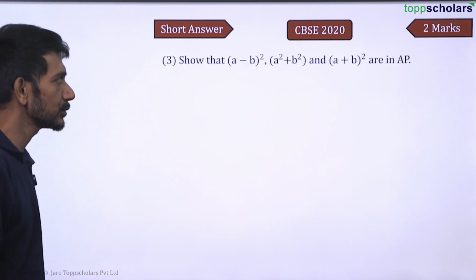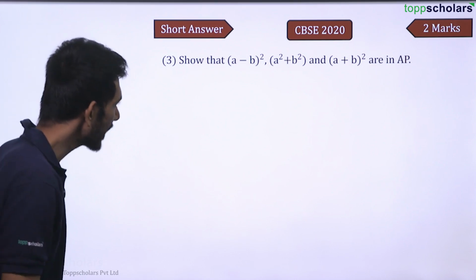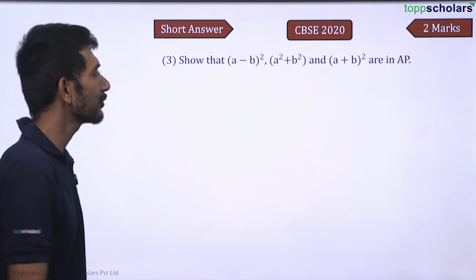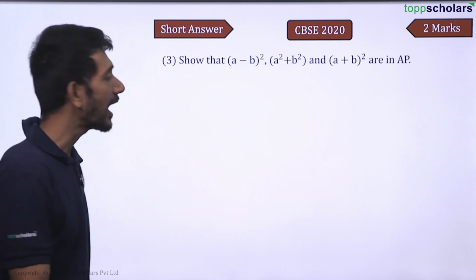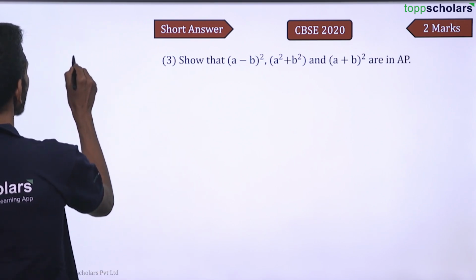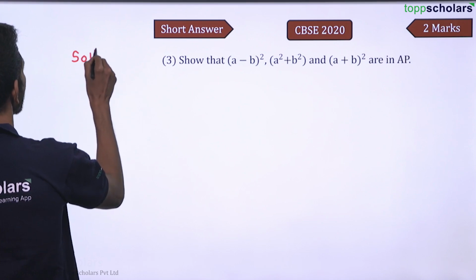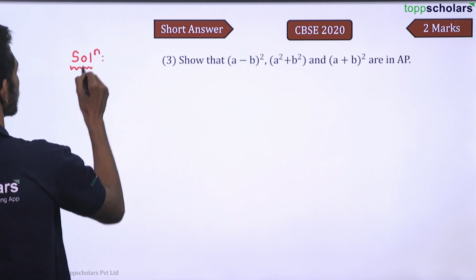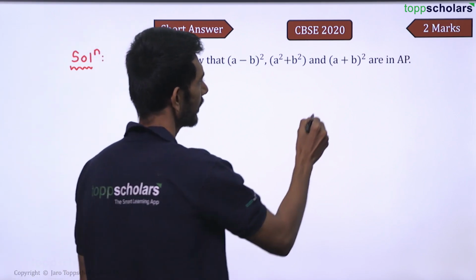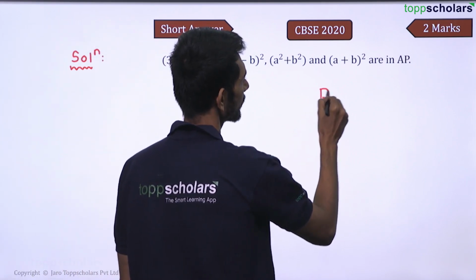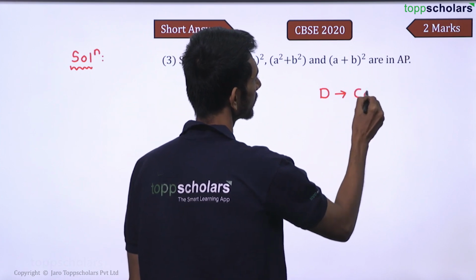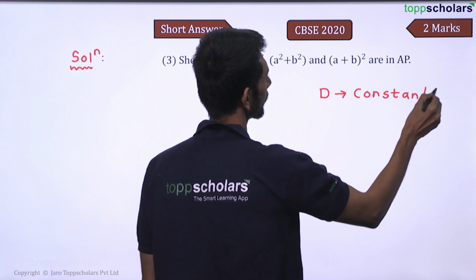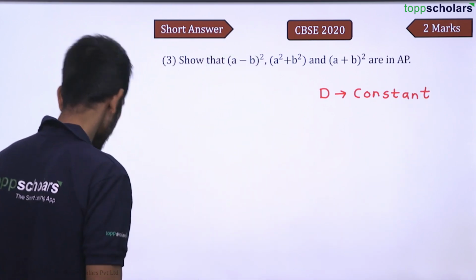This was asked in CBSE 2020 for 2 marks. It says show that (A minus B) the whole square, A square plus B square and (A plus B) the whole square are in AP. Now how do we show that the terms are in AP? We know that if the difference between the consecutive terms, that is D, is constant, then we can say that the numbers are in AP.